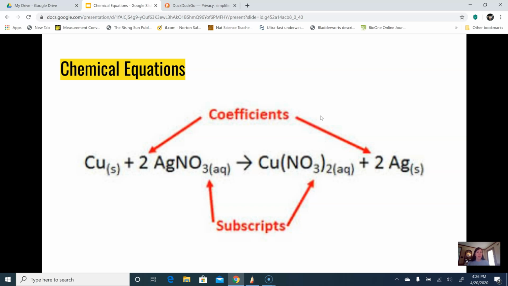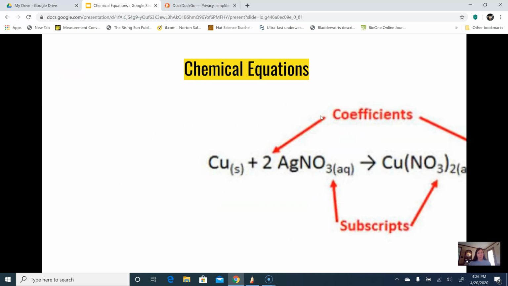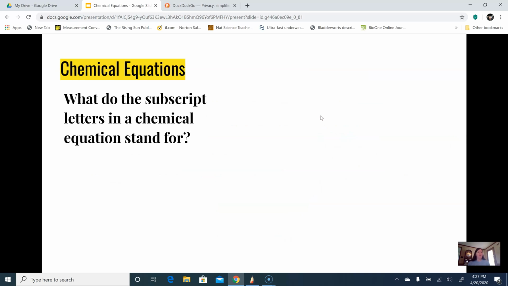Not all equations are illustrated like this, but you will notice after copper there's an S in parentheses. After the silver nitrate there's an AQ in parentheses. So you'll see these little letters with parentheses around them. And what they stand for, I'm going to show you on the next slide.